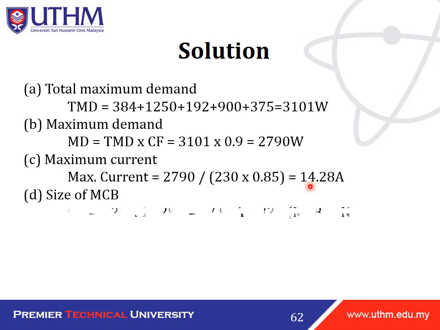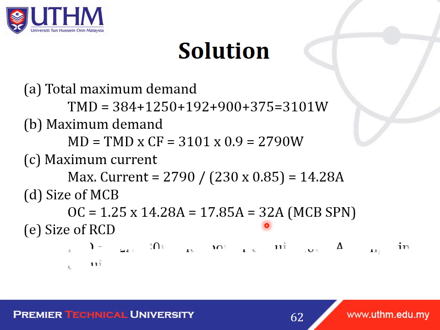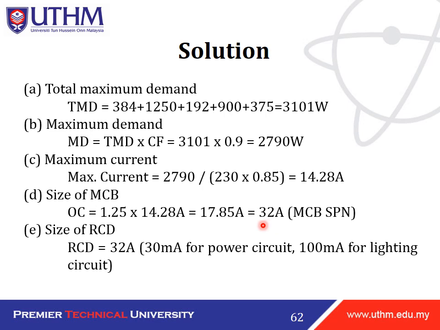And then from this we can calculate the size of MCB. So we know that overcurrent protective device is equal to 1.25 times the FLA. So we got the current is 17.85. So the nearest one is we choose 32 amp rating MCB single pole. And finally the size of RCD is equal to 32 amp. So 30 milliampere for power circuit and 100 milliampere for lighting circuit.